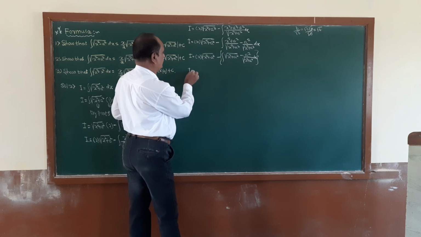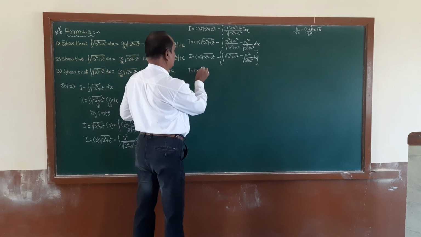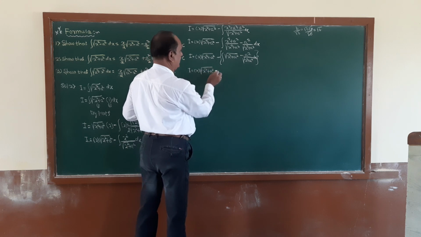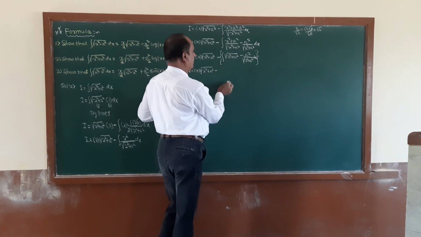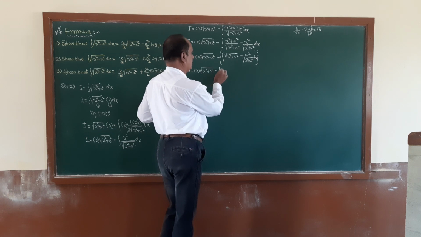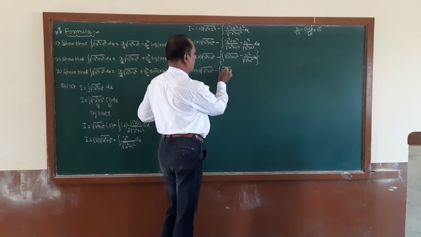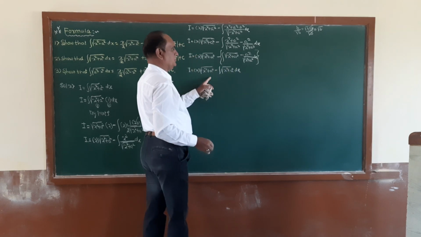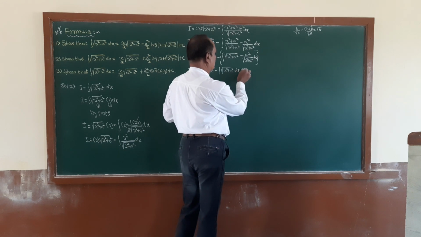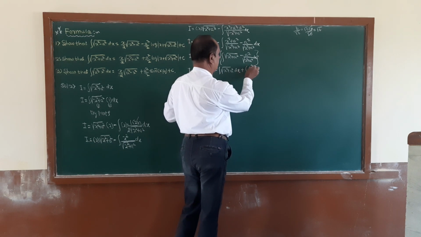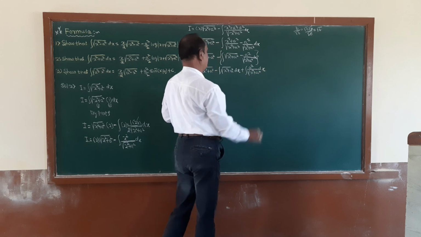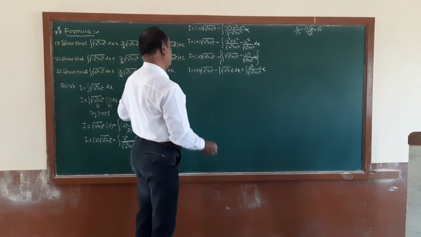Therefore I is equal to x into the square root of x square plus a square, and then minus. So there is a separate integral: minus into the integral of root of x square plus a square into dx. Minus of minus means plus, plus the integral of a square divided by the square root of x square plus a square into dx. Okay, rearrange the given things.